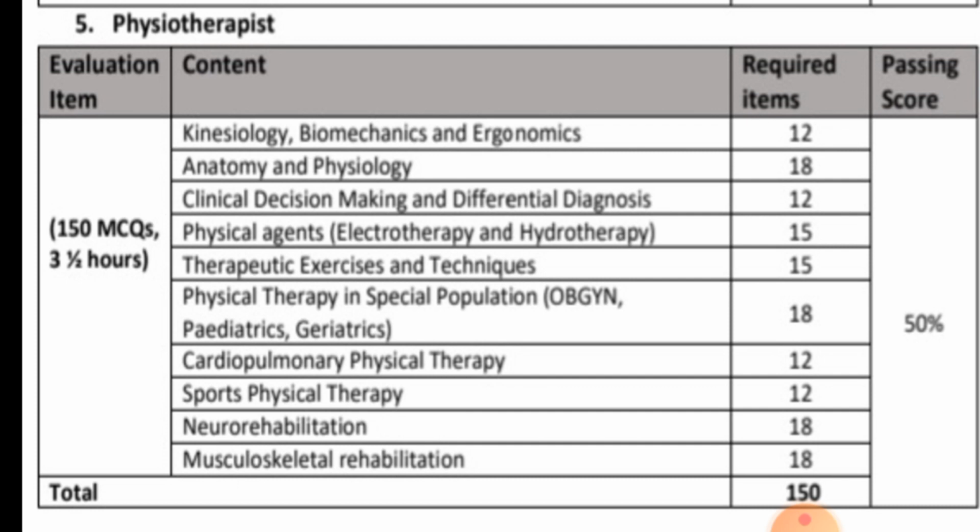So you can take a screenshot of this syllabus, and the required passing score is 50%. So this is all clear-cut information about the exam, about the syllabus. You can prepare accordingly after seeing this. Again, thank you to Dr. Abid for sharing this useful information with all of my YouTube family members.